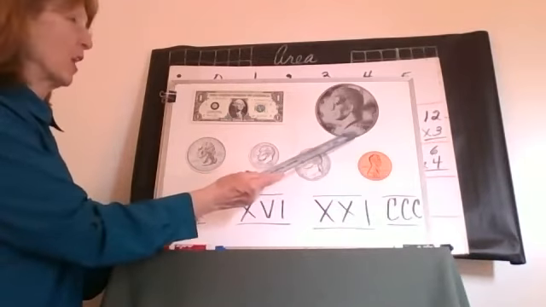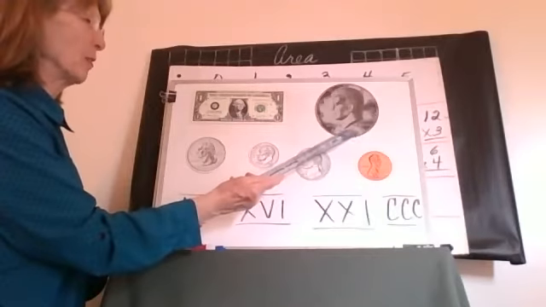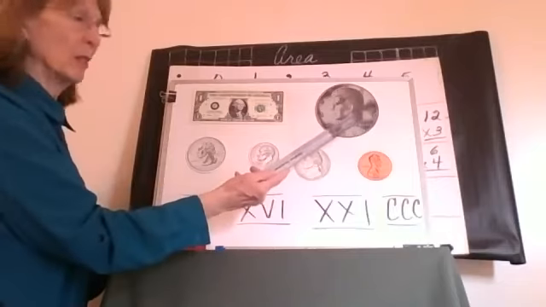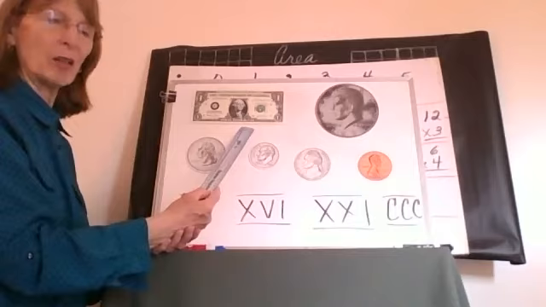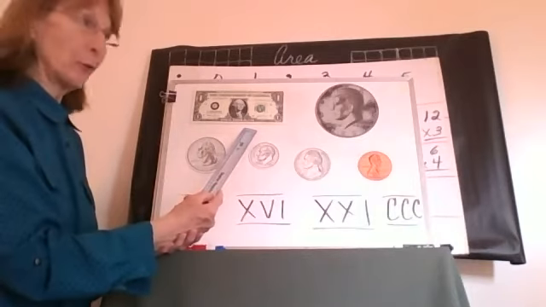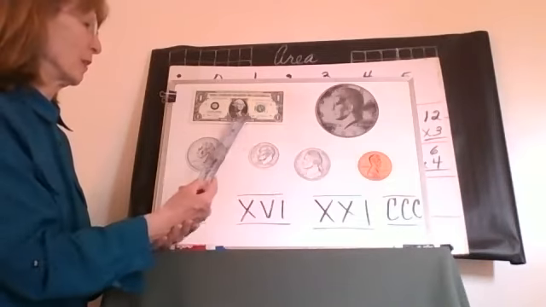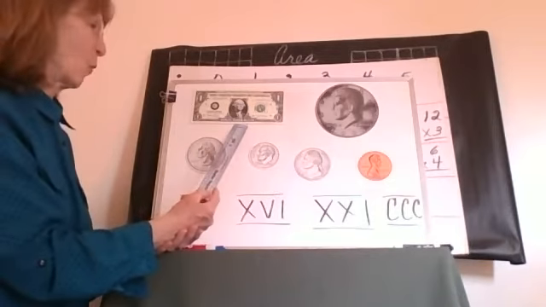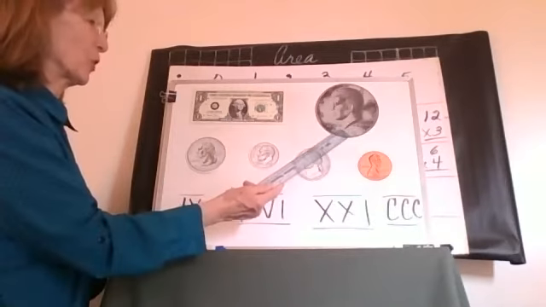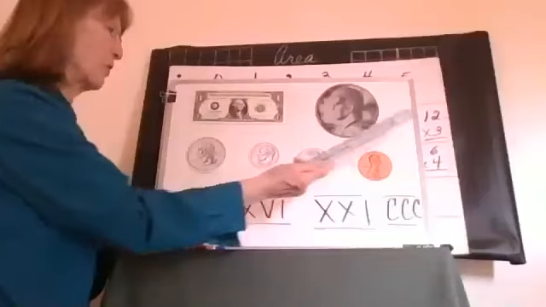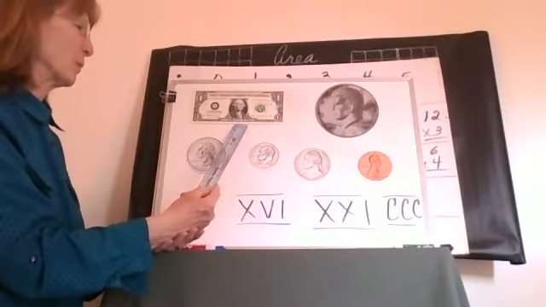50 cents. If I had two 50-cent pieces, how much money would I have? 50 plus 50 is 100. How many cents are in a dollar? 100 pennies equal a dollar. 100 cents equals $1. So if we had two of these, 50 cents and 50 cents, we would have an equal amount for $1.